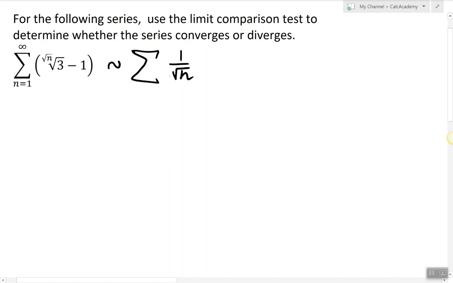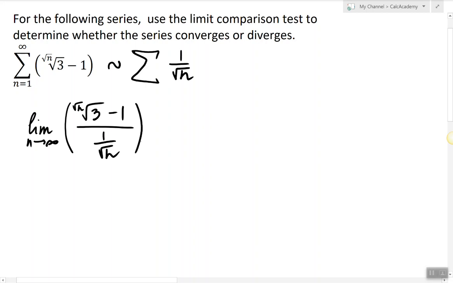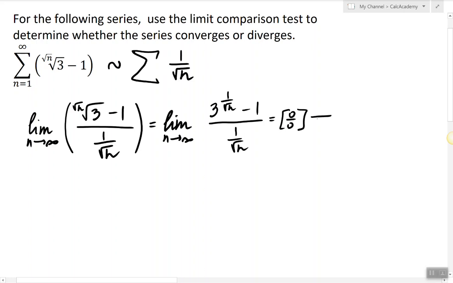Now, in order for us to establish this comparison, we have to make sure that the limit as n goes to infinity of the ratio of the general terms of the two series is equal to some constant which is not infinity or 0. As n goes to infinity, the expression that we have is actually approaching 0 over 0. So we have 0 over 0, and therefore we are going to use L'Hopital's rule.